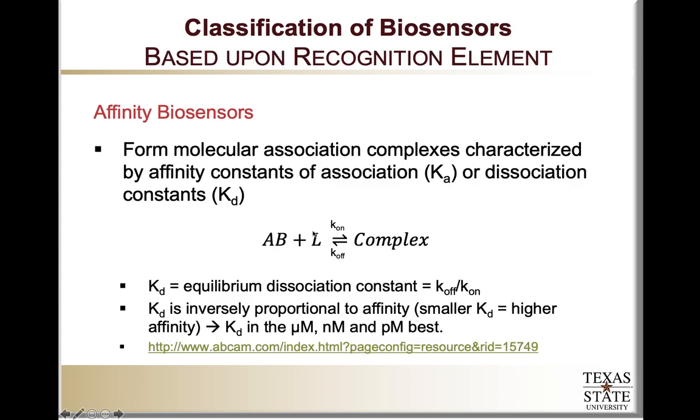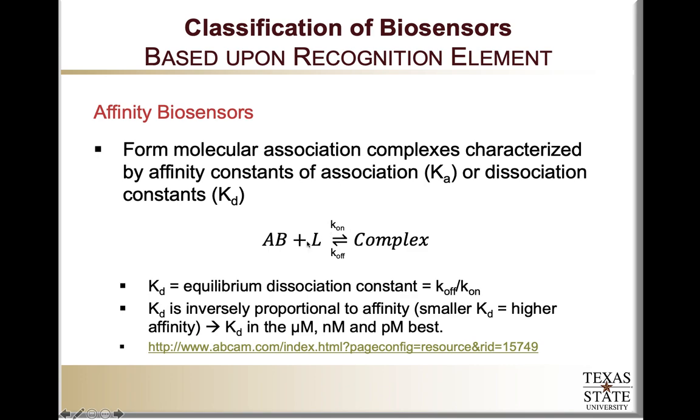All right, in all of these affinity biosensors, we're going to be forming these complexes through the reaction of the biorecognition molecule. In this case, I'm listing an antibody, and L here indicates the ligand, which is basically the antigen that we're trying to detect. When these two come together, they form a complex. The K on represents the rate constant for the forward reaction. The K off represents the rate constant for the reverse reaction.